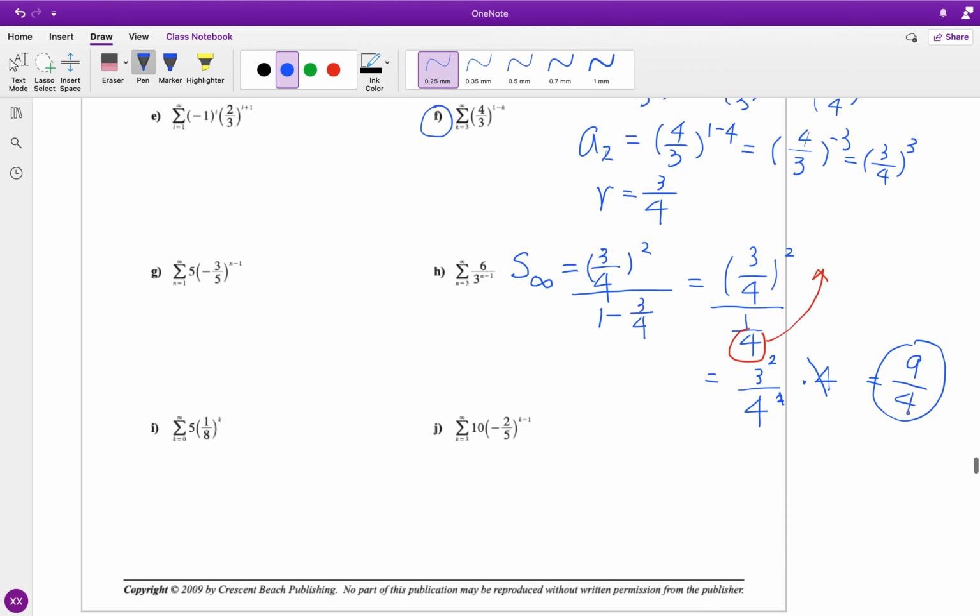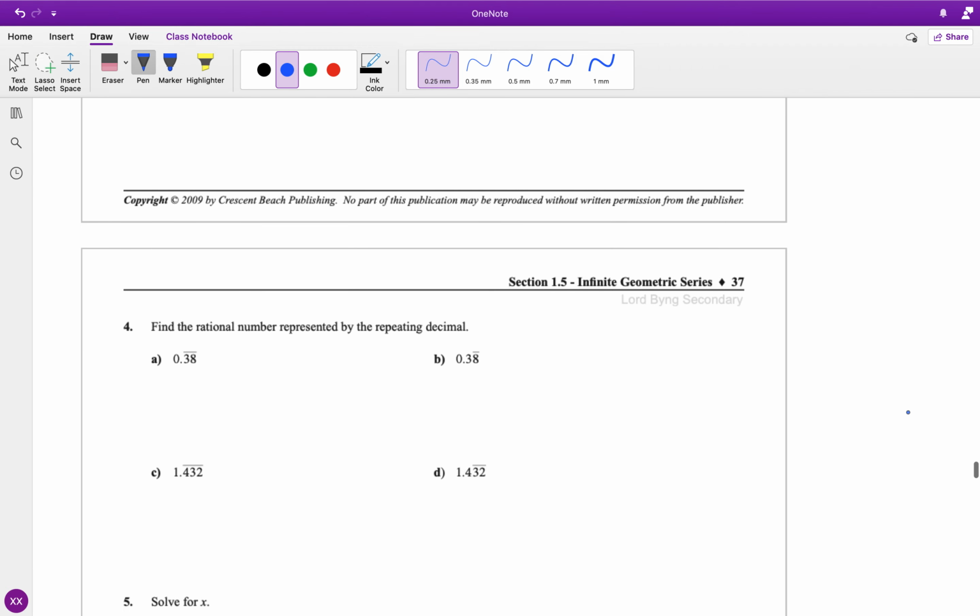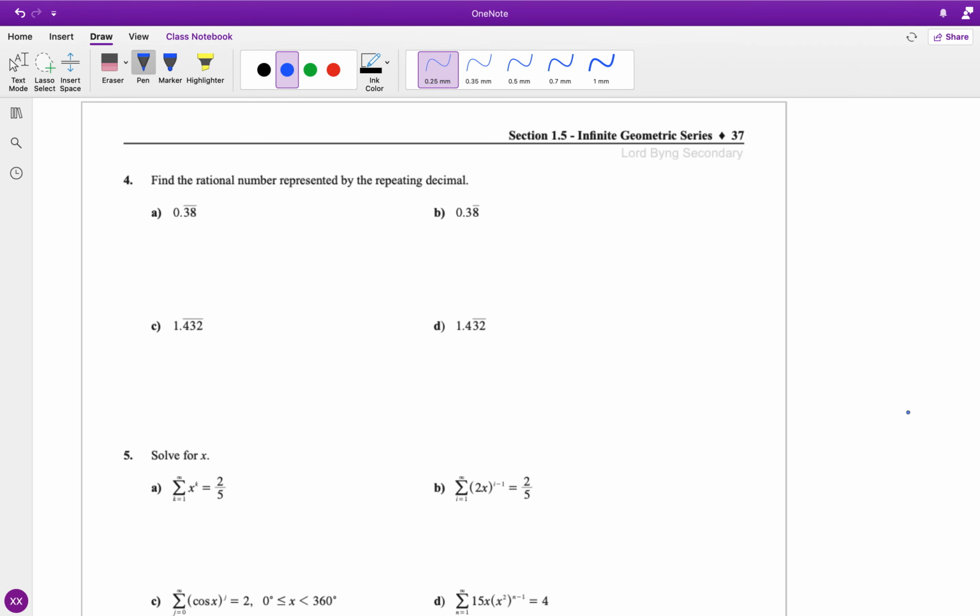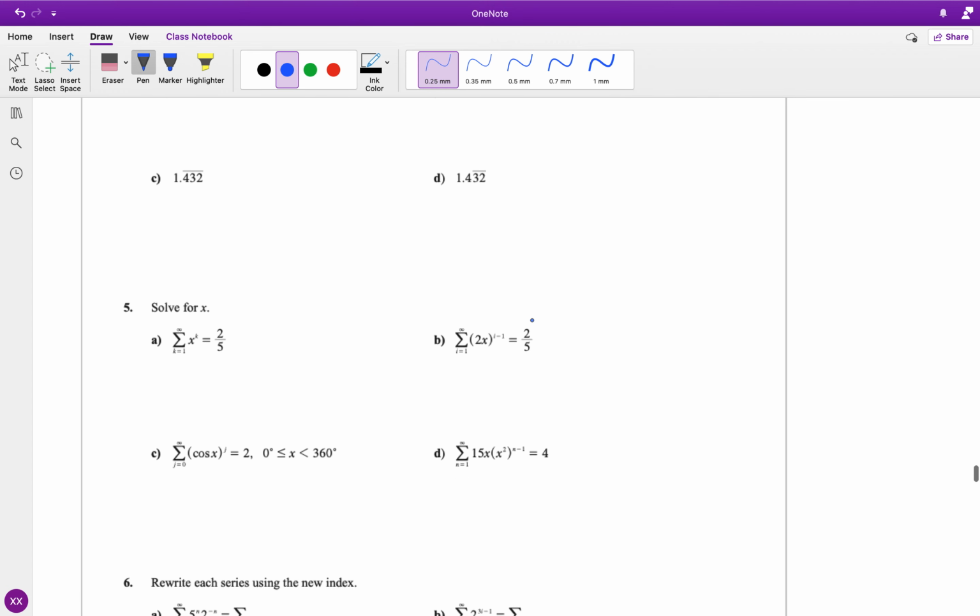The next question, rewriting into the repeating decimal, I would suggest you don't really bother with this, because I don't find it too meaningful. I would rather use the way that I demonstrated in the lesson to change a repeating decimal into a rational number. What does that mean? It means change into a fraction. So I think this is not too important.